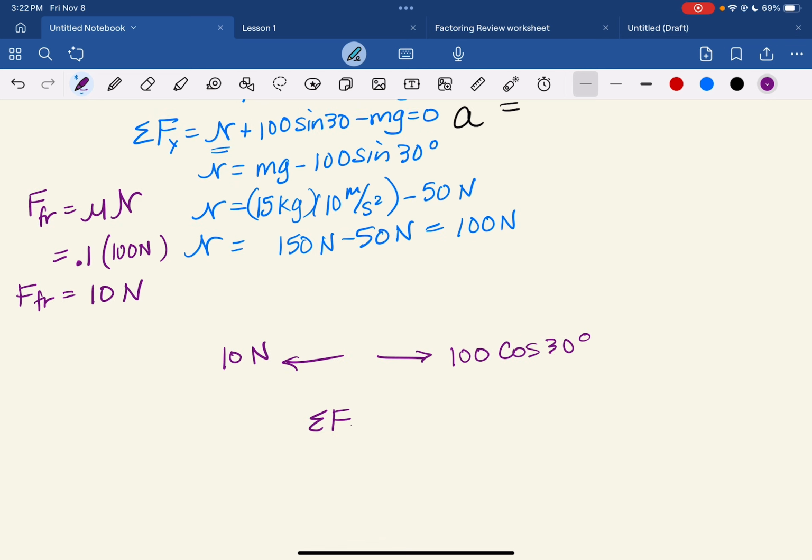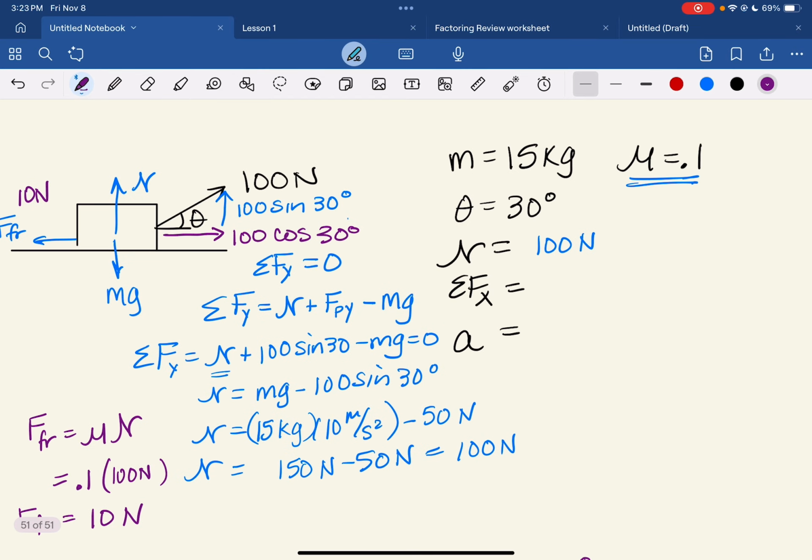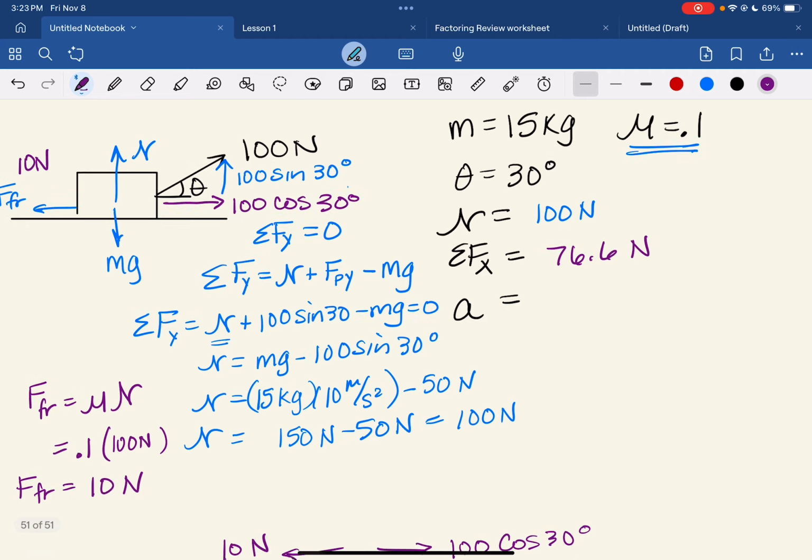So the sum of my forces in the x direction is going to equal 100 cosine 30 minus 10 newtons, which is my force of friction. So that's going to be 86.6 newtons minus 10 newtons. So we have 76.6 newtons as my sum of the forces in the x direction. So you should have 76.6 newtons there.